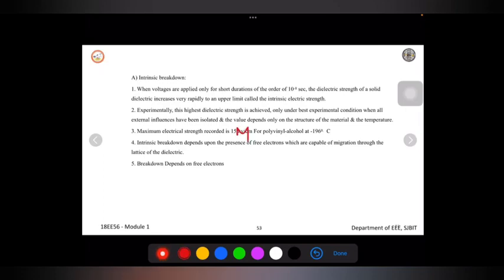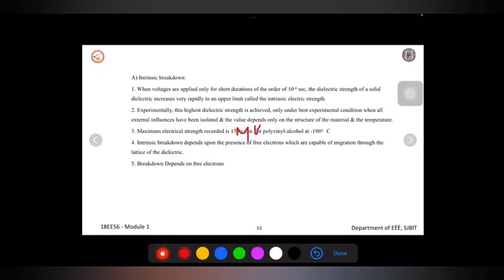Megavolts per centimeter. For polyvinyl alcohol, the highest temperature for the solid breakdown, with respect to this polyvinyl alcohol dielectric material, was 196 degrees Celsius.